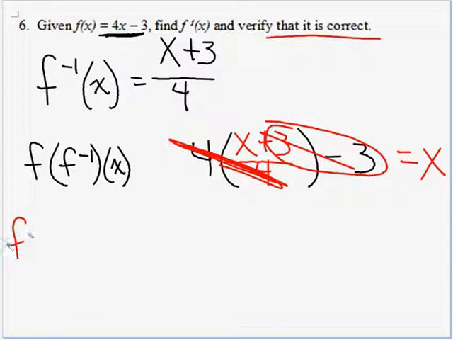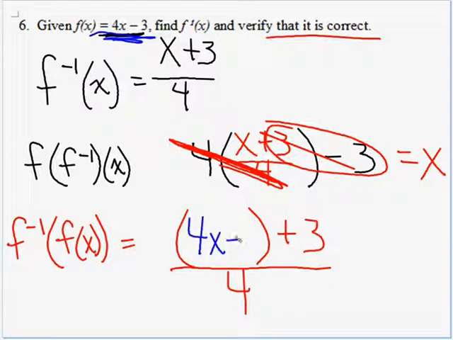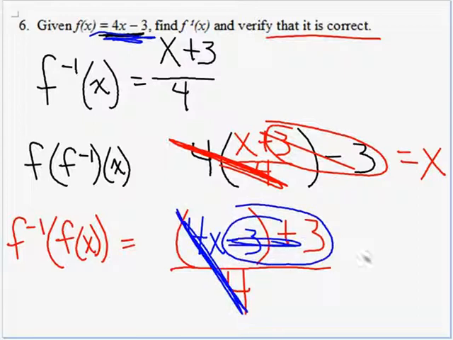That worked that way. Let's try the other way, f inverse of f of x. So I'm going to copy the inverse function, leaving a gap where the x was. So we had something plus 3 over 4. And now in for that variable goes the f function, 4x minus 3. So let's see, the plus 3 minus 3 cancel. So we have 4x over 4, and the 4's cancel. So we are left with x, and we have verified our inverse is correct.